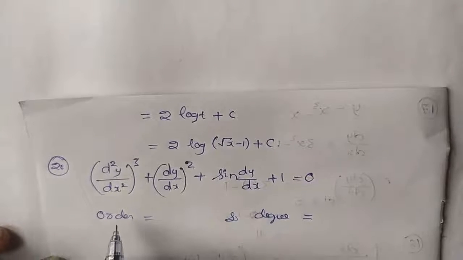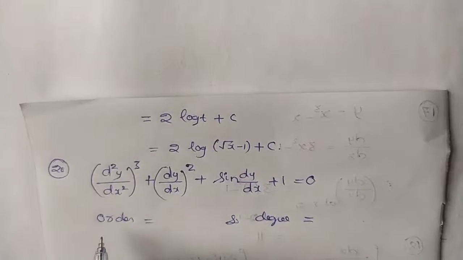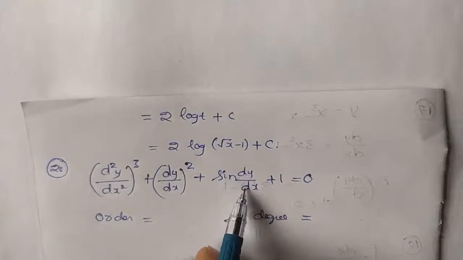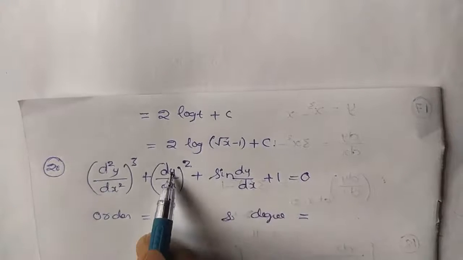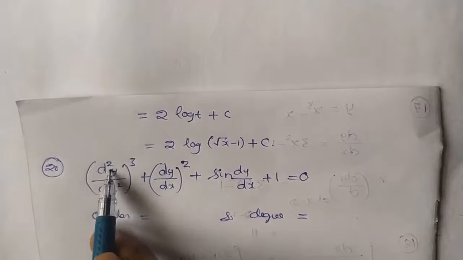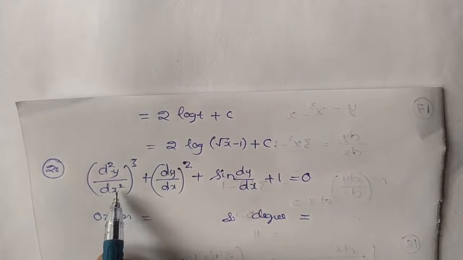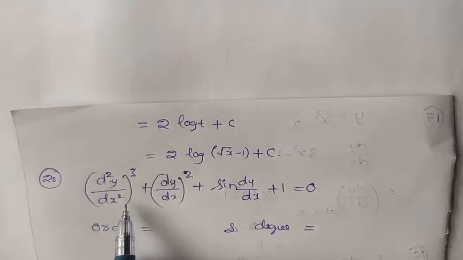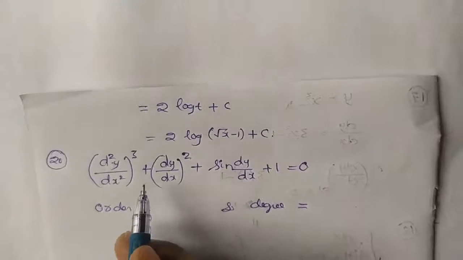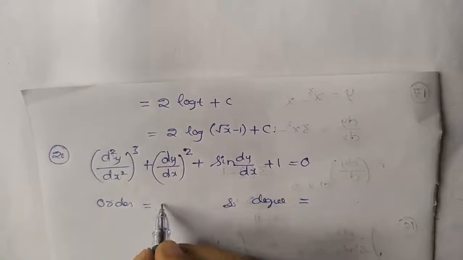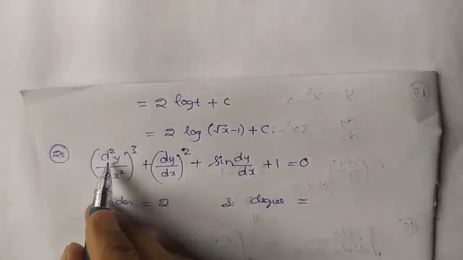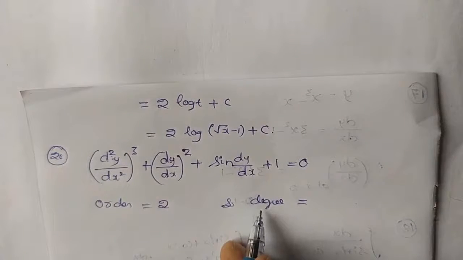Order is nothing but what? The highest derivative of the differential equation. dy by dx is the first order derivative, and d square y by dx square is the second. The highest derivative of the differential equation is 2. So the order is 2.